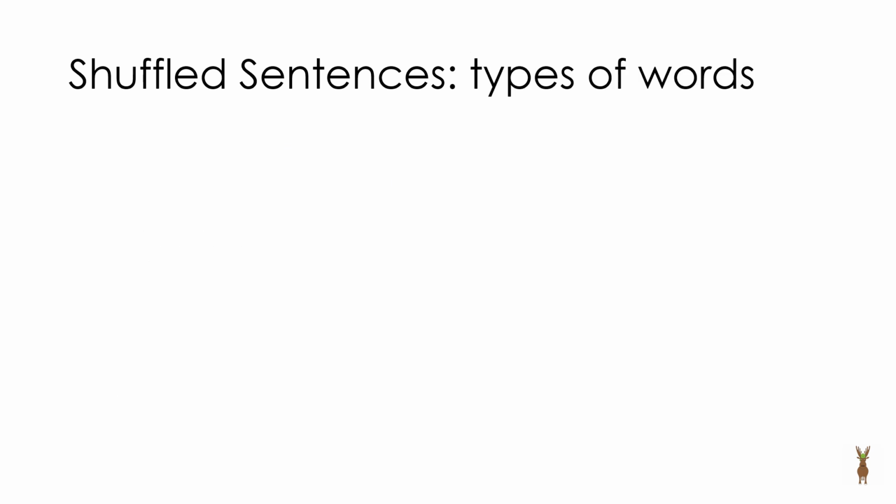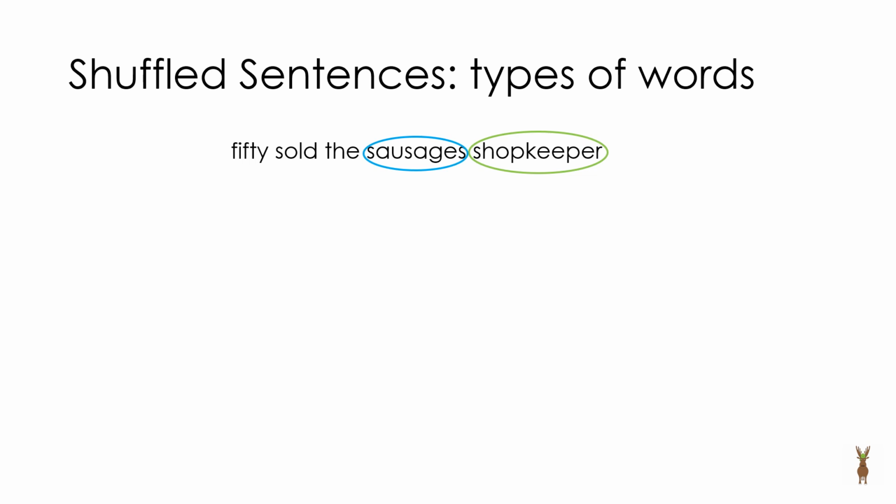Let's look at a jumbled sentence and talk through these ideas. 50 sold the sausages shopkeeper. What is the subject of the sentence? This can really only be the shopkeeper. What is the object? This can really only be sausages. What is the verb? Sold is the verb. It's in the past tense. Is there an adverb? No. The nouns seem to be the sausages and the shopkeeper. Adjectives, probably 50.